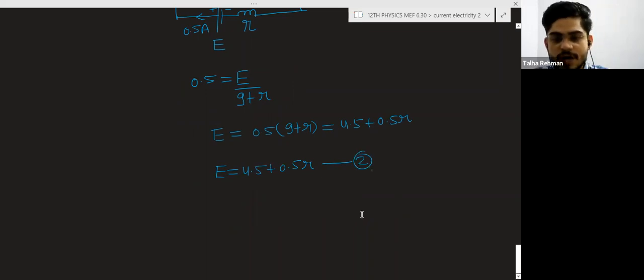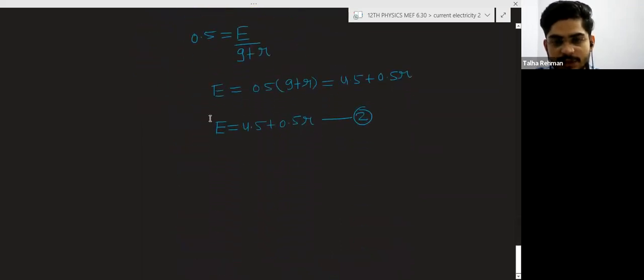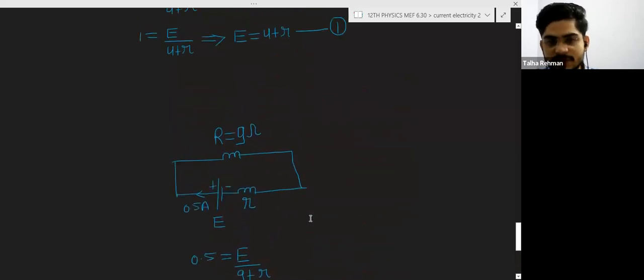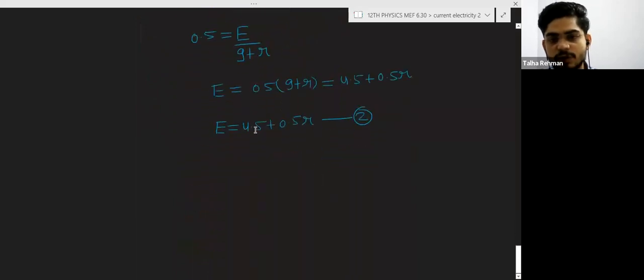Now we have two equations, equation 1 and equation 2, and we have two unknowns. Two unknowns means we have one this unknown and one this unknown. So what we will do, just see both the equations. E is equal to 4 plus r. Here also E is equal to 4.5 plus 0.5 r.